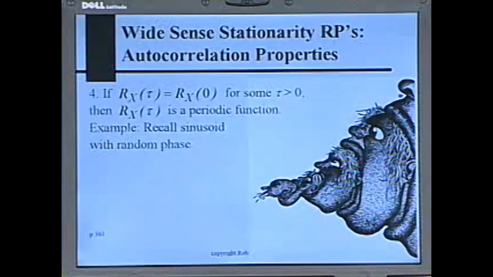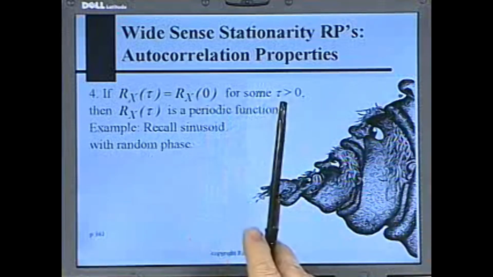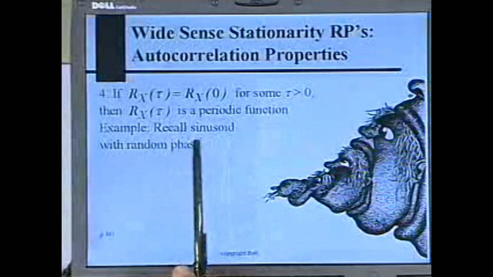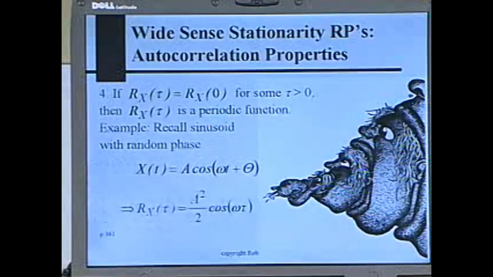Now, here's the other property that we talked about. If r sub x of tau is equal to r sub x of 0 for some tau, then r sub x is a periodic function. This is the example that we just saw with the cosine. In fact, I didn't have to go backwards. I repeated it here, but I forgot it.